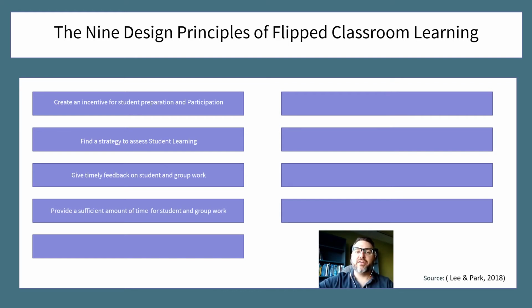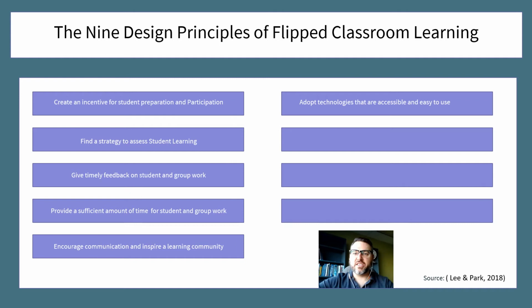Number 4 is to provide a sufficient amount of time for student and group work. As noted, the flipped classroom allows me to tailor my time in class to the needs of the students' learning and activities. Number 5 is encourage communication and inspire a learning community. This should be reflected through my in-class activities. I want to choose activities that inspire the students to participate and facilitate their collaborative learning.